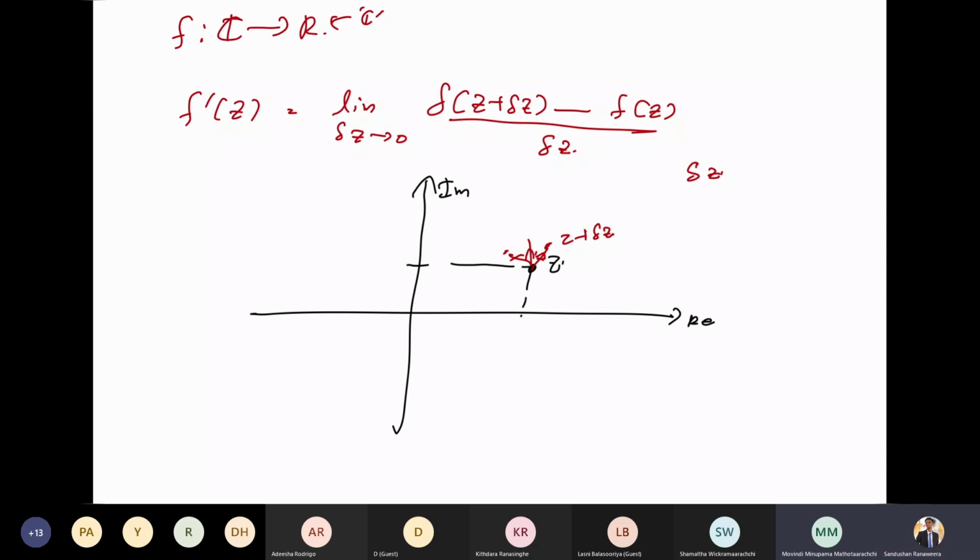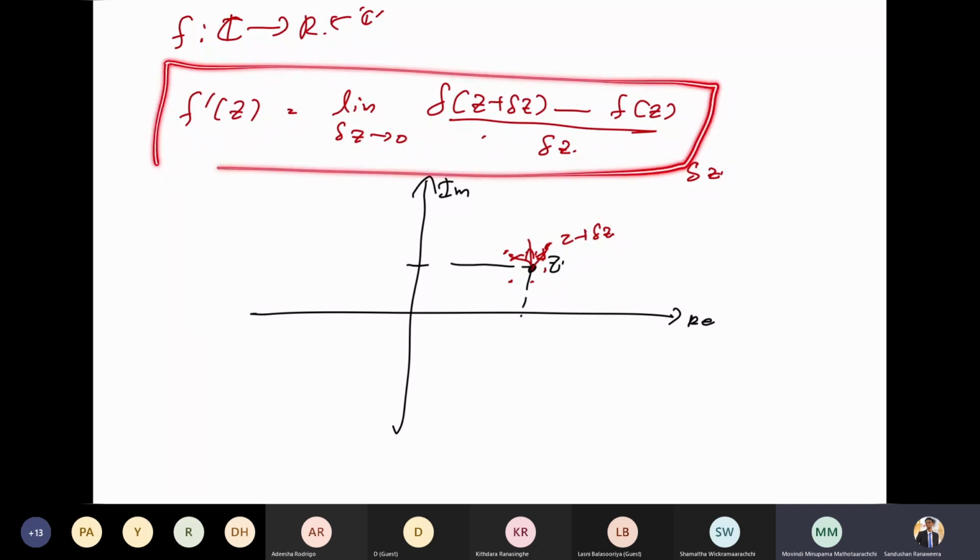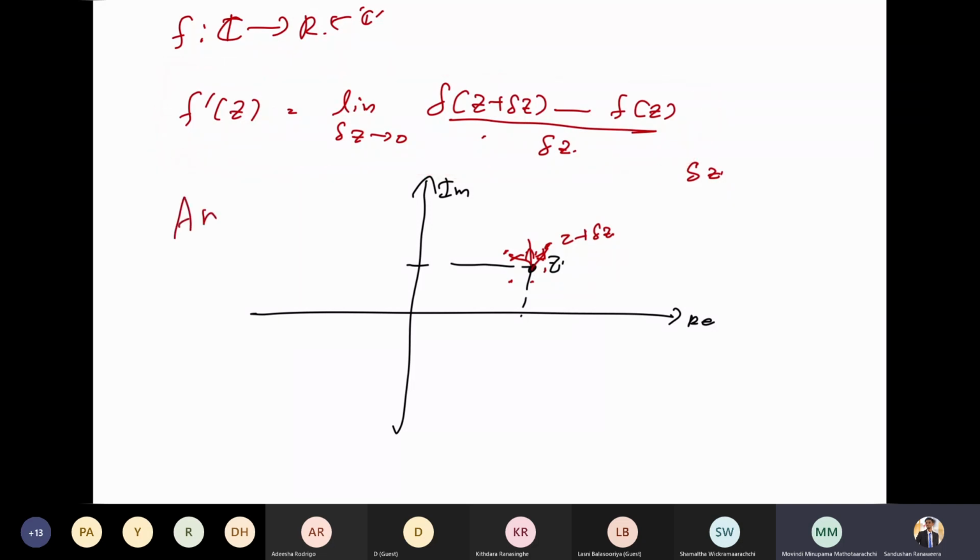So if you evaluate this limit, you have an infinite number of directions. No matter what direction you go, this should lead to the same limit if your function is analytic. In other words, this f'(z) exists. Let's say if I come from this direction, delta z, or I go to this direction, and I end up with two different limits. It is not an analytic function. This is the idea behind an analytic function.